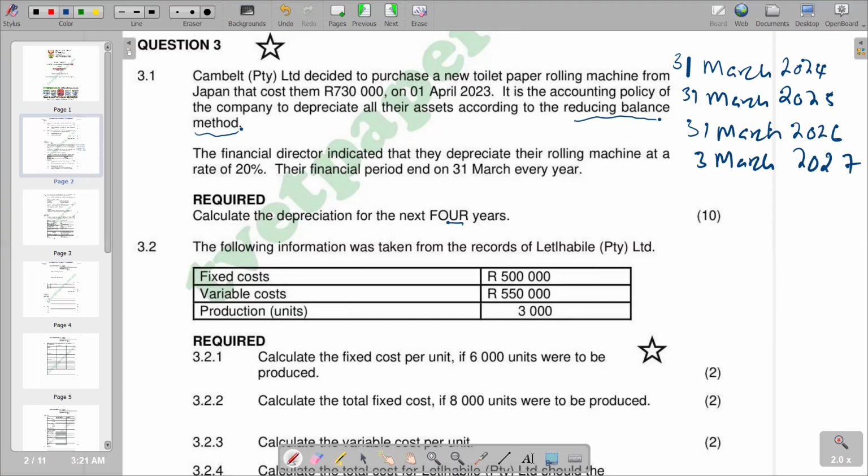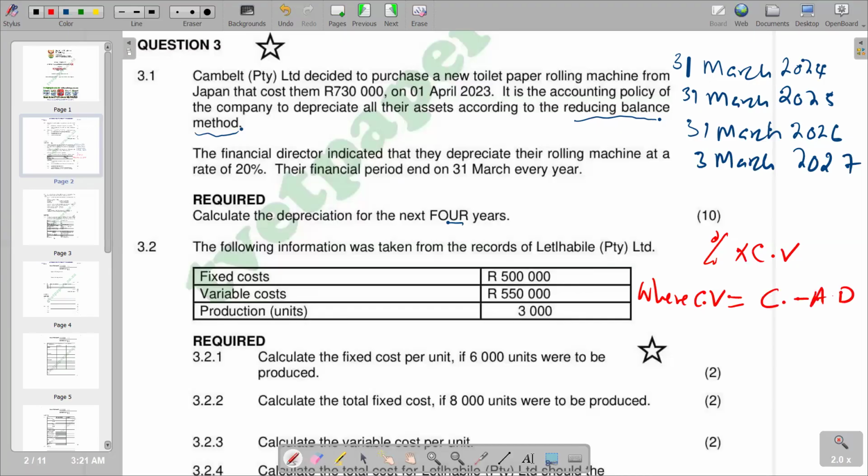We take note that for depreciation using the reducing balance method, the formula that we are going to use is percentage times carrying value, where our carrying value will be equal to cost of the asset minus accumulated depreciation.